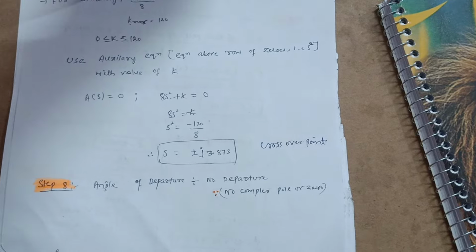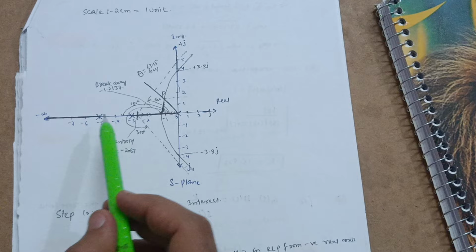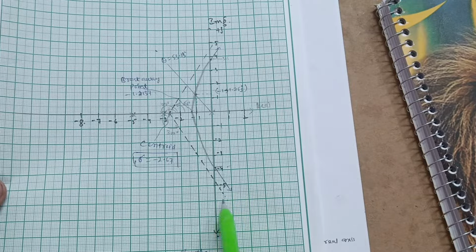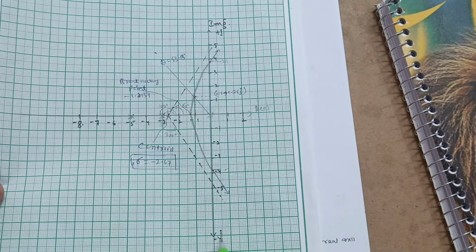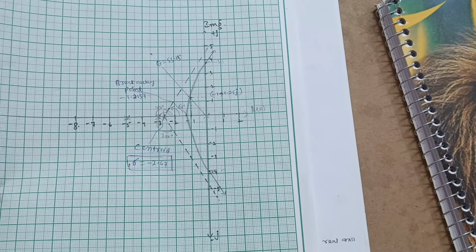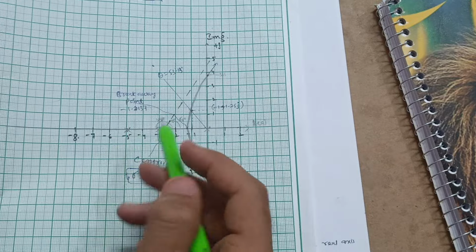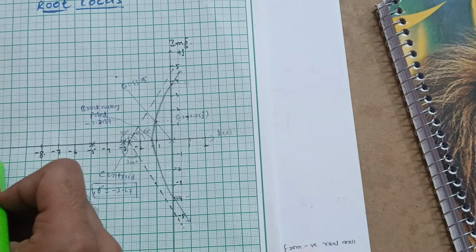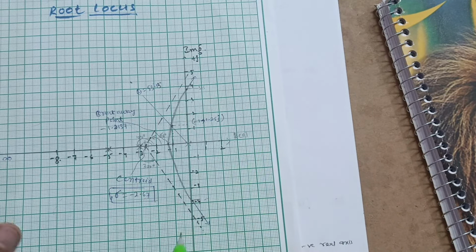So the last step but not least is the plotting of the root locus. For the root locus plot, you take the real part and the imaginary part. This is your real axis, this is your imaginary axis, minus j, plus j. So you have to now plot accordingly. Write down minus 1, minus 2, minus 3, minus 4, minus 5, whatever values you take, up to minus infinity. This is your minus infinity, this is your positive infinity.